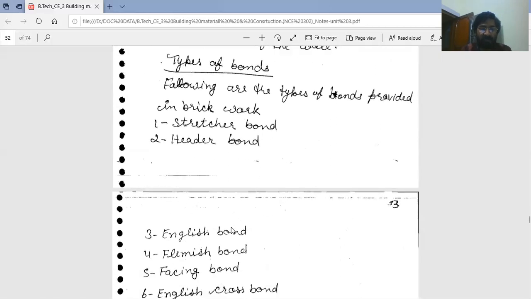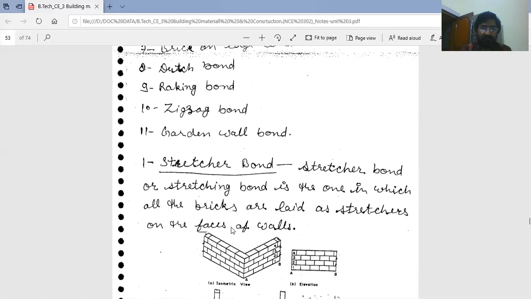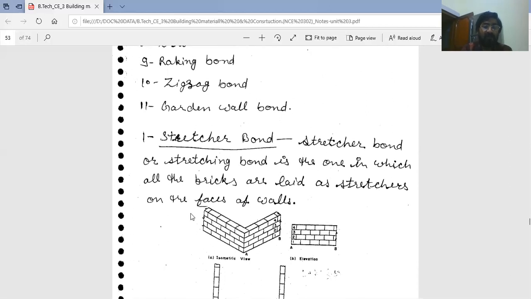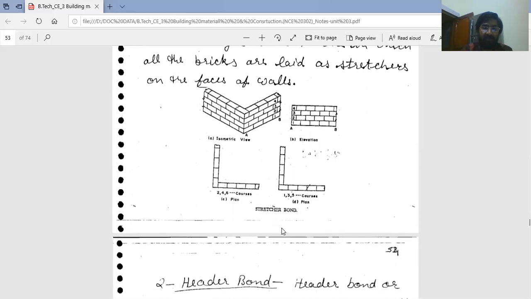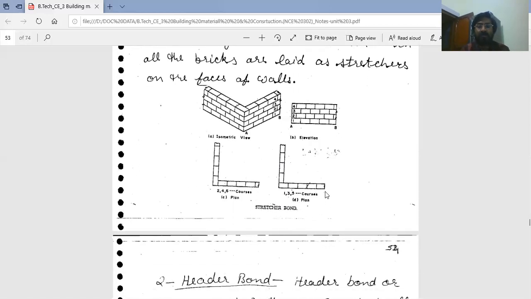First is stretcher bond. Stretcher bond or stretching bond is the one in which all the bricks are laid as stretchers on the face of wall. This is the stretcher bond. All bricks laid as stretchers. This is the stretcher, longer face of the brick. This is the stretcher bond, and in this wall, thickness of the wall is half brick thick. Half brick thickness wall.